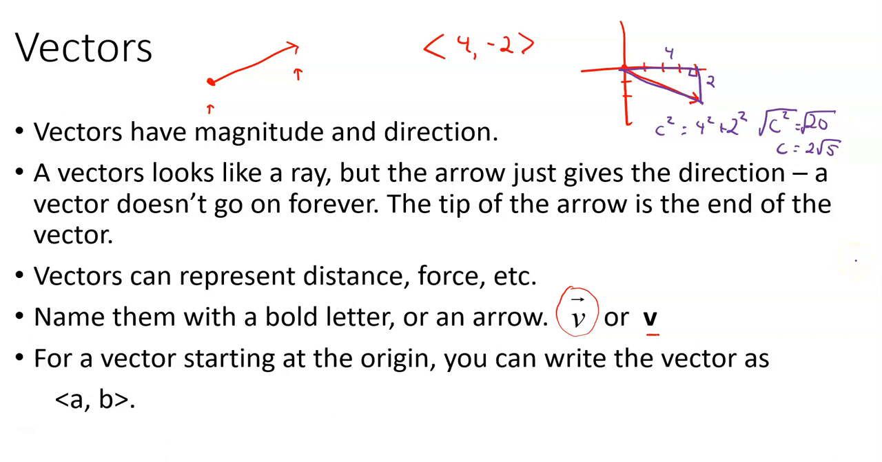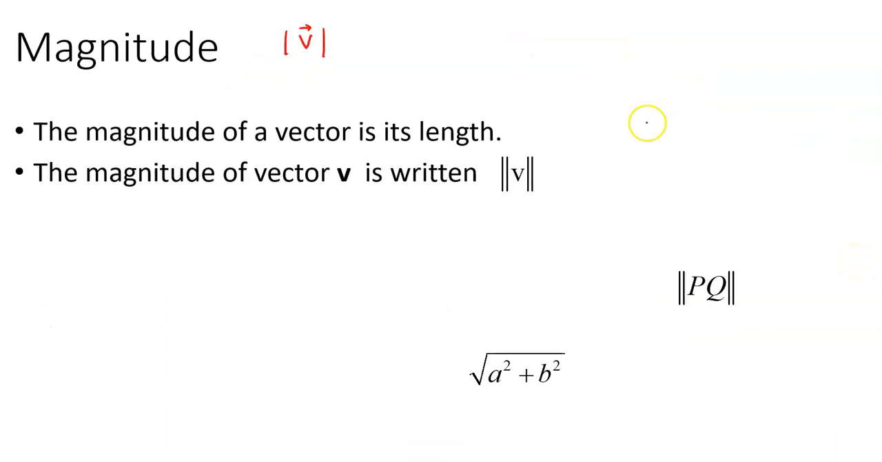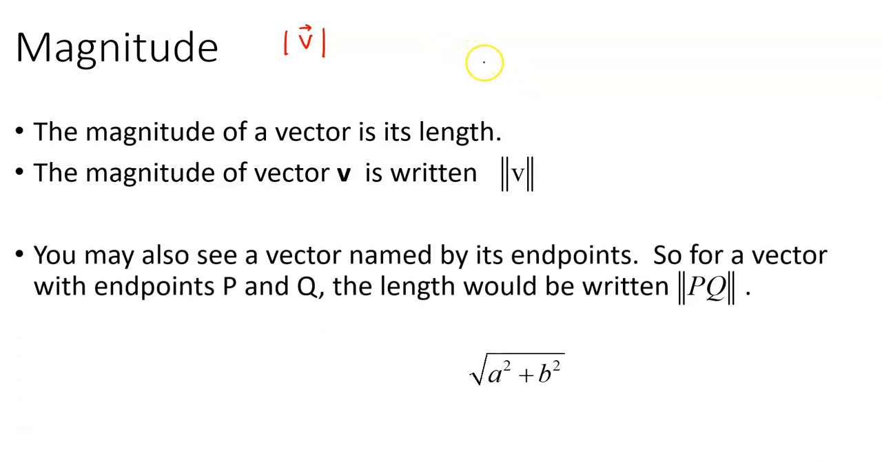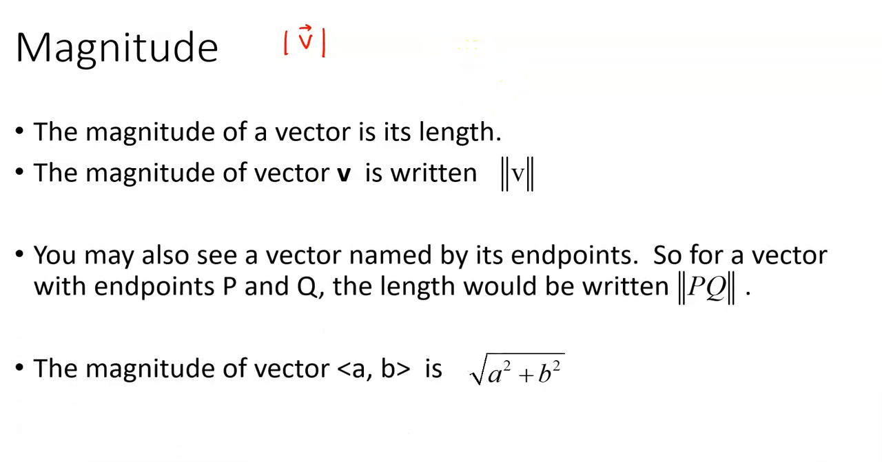So it really is the Pythagorean theorem. What notation do we use, either with the double bars or the single bars? And down the bottom is the formula. The magnitude of a vector is the square root of a squared plus b squared.